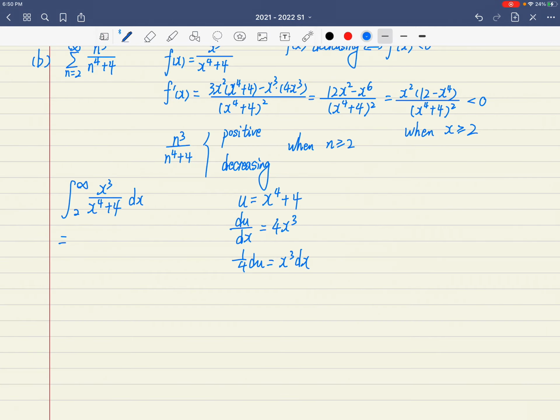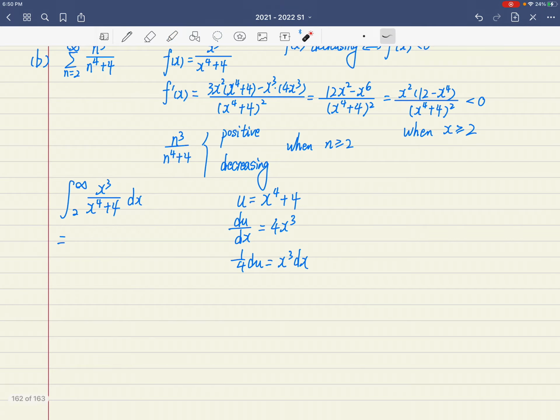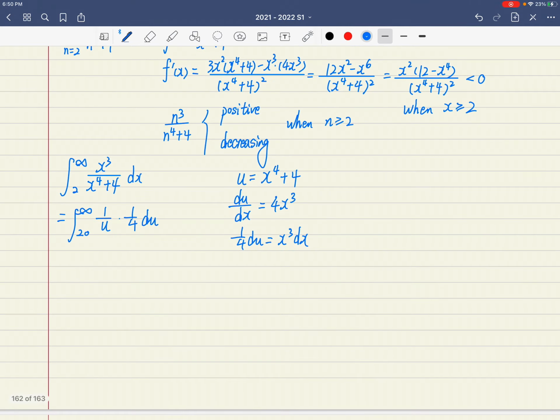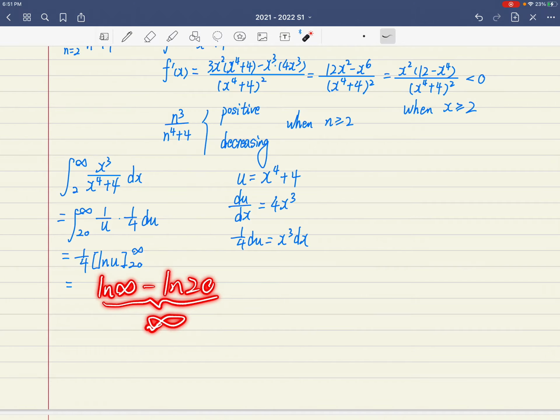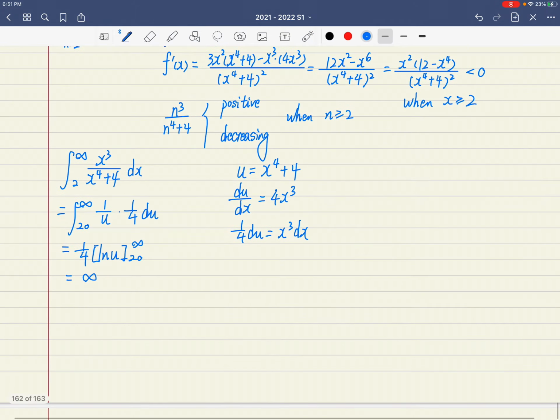So u is x to the power 4 plus 4, right? Now when x is 2, u is 2 to the power 4 plus 4, which is 20. Then here, I have x cubed times dx, that is 1 over 4 du. So 1 over u times 1 over 4 du. So that part is 1 over 4 ln u from 20 to infinity. So you can see it's ln infinity minus ln 20, which is obviously infinity, right? So the result is infinity.